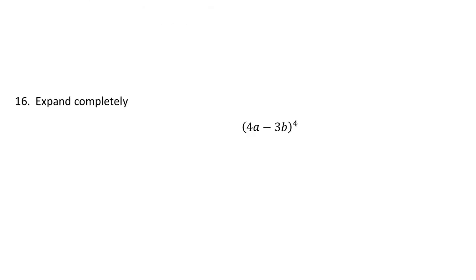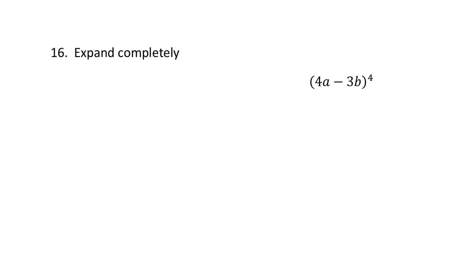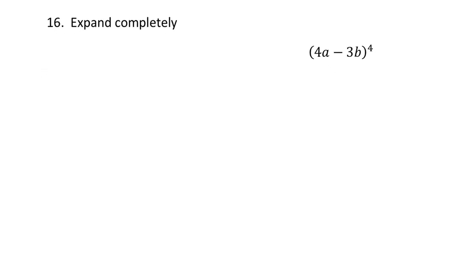Okay, last problem. Number 16 is from section 8.6. Expand this binomial completely. Now, there were 2 ways to get the coefficients of this expansion. If you're remembering the discussion from 8.6, one of them was using the binomial coefficient formula, which had all of those factorials. The other way was to use Pascal's triangle.